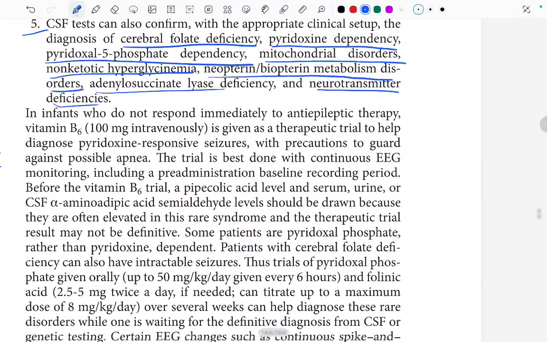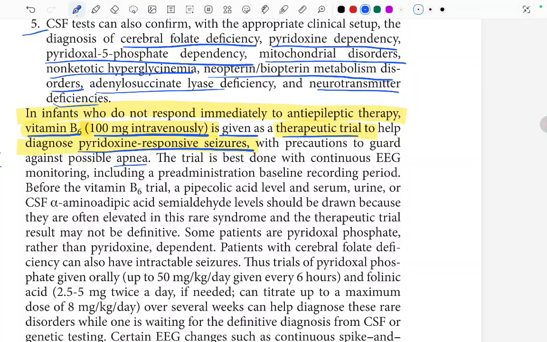In infants who do not respond immediately to anti-epileptic therapy, vitamin B6, 100 mg intravenously, is given as a therapeutic trial to help diagnose pyridoxine responsive seizures. This is really important. In infants who do not respond immediately to anti-epileptic therapy, what do we give? We give vitamin B6 in the dose of 100 mg IV as a therapeutic trial to help diagnose pyridoxine responsive seizures, with precaution to guard against possible apnea. So there is a risk of apnea.